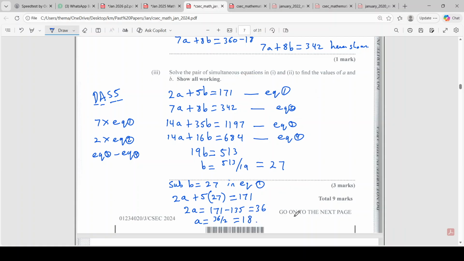Right, so therefore, I'll write my answer here now. Therefore, a is equal to 18 and b is equal to 27. Right, and to make sure you're correct, you could take these two values and substitute them into equation 2 and see if we get back 342, which we will, right? So that is your check.